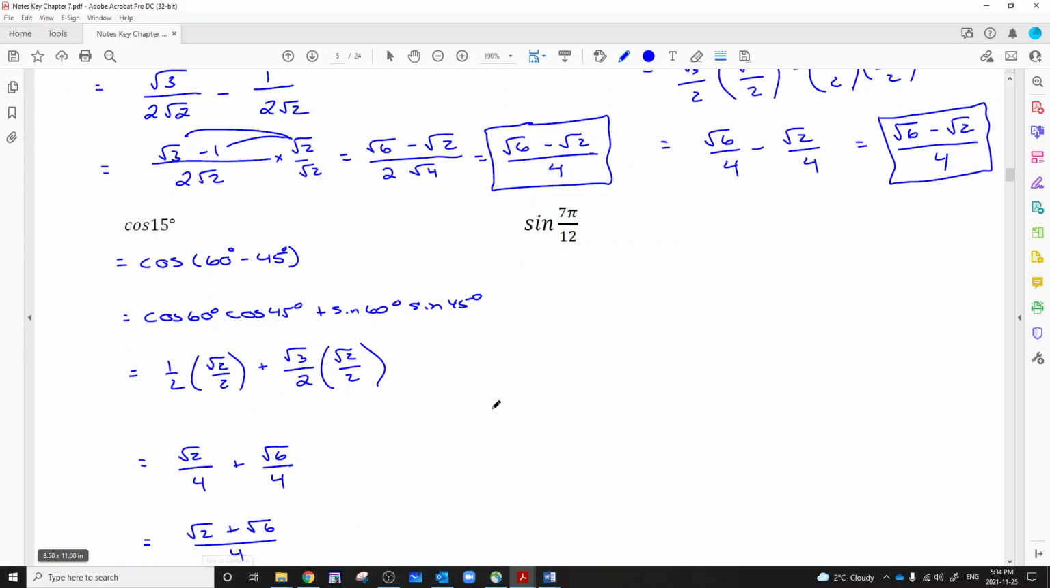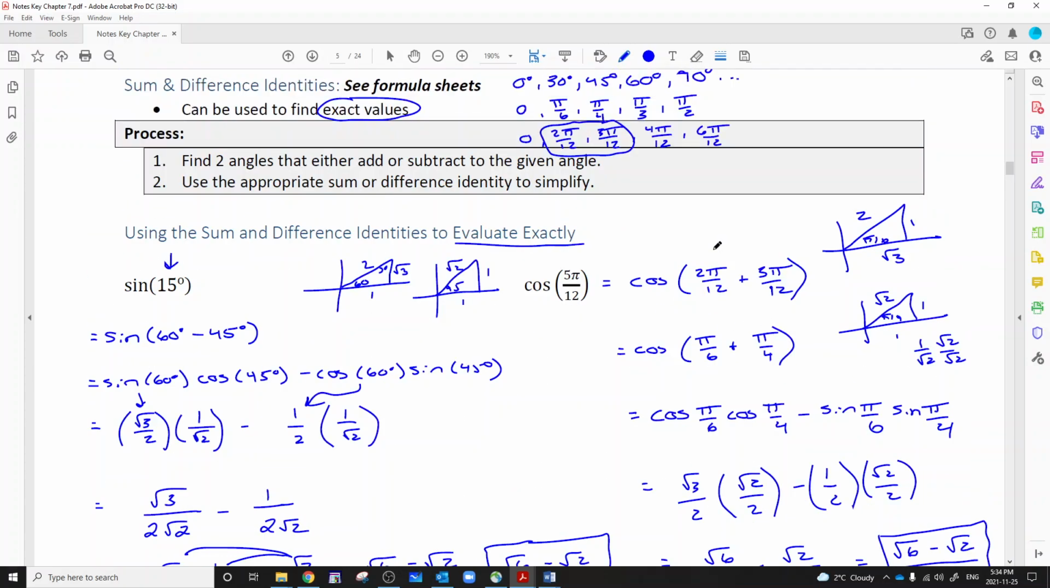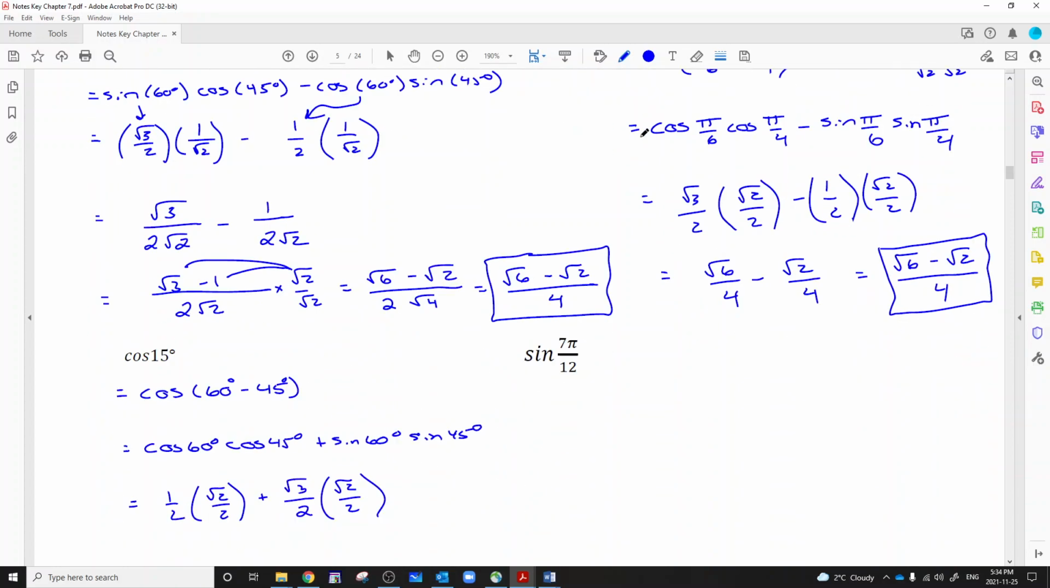All right, the next one is sine of 7 pi by 12. Now for this one, I'm going to have to go back up to my denominators of 12 and see if I can make 7. So this time, I'm going to do 3 pi by 12 plus 4 pi by 12. So this would equal the sine of 3 pi by 12 plus 4 pi by 12. Then I'm going to rewrite that as the sine of pi by 4 plus pi by 3. Okay, and then we do our expansion.